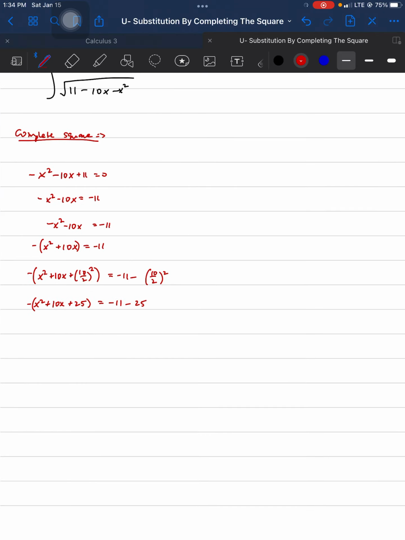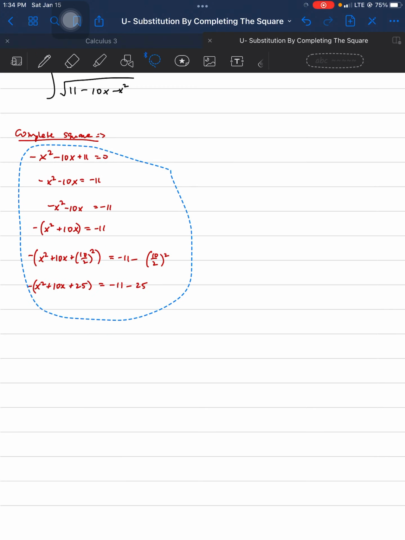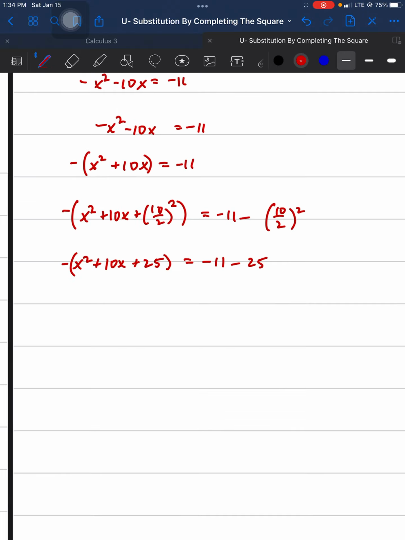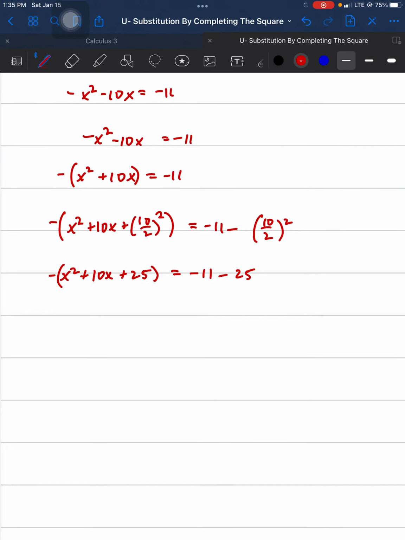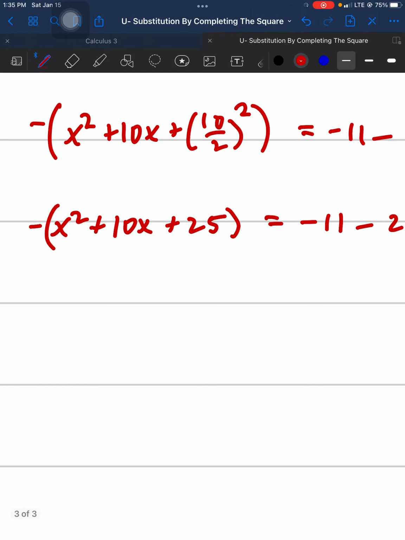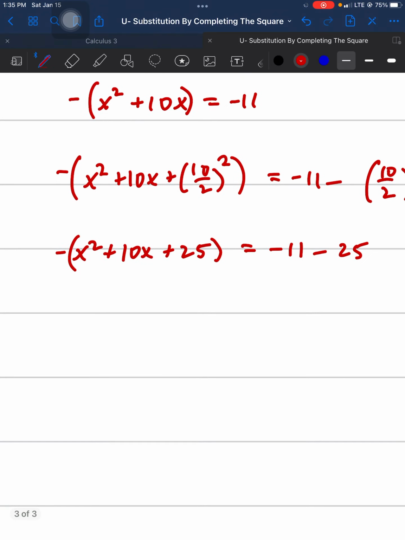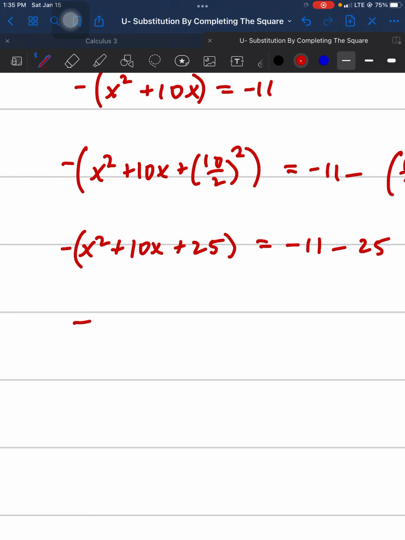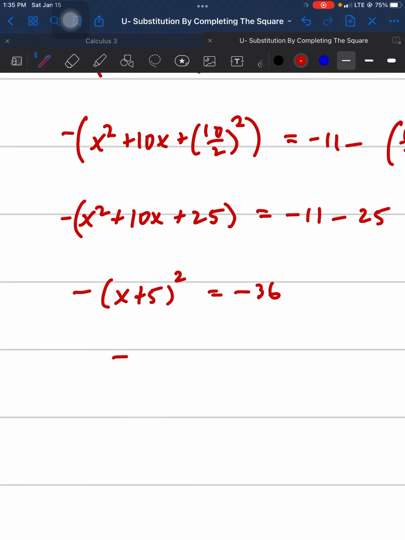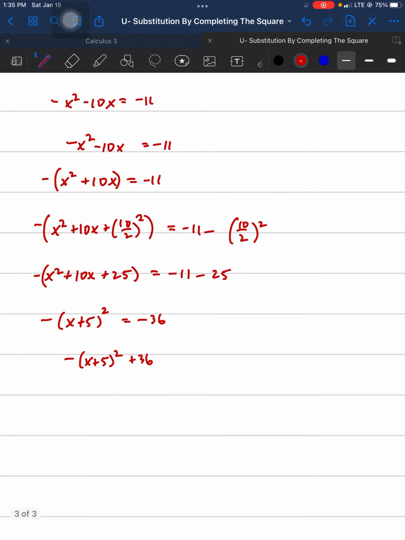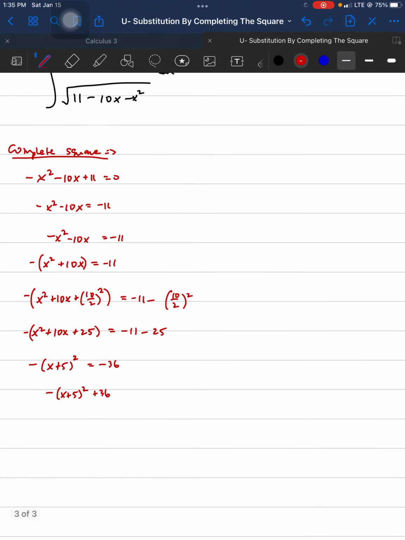So the basic algebra could be where you could always mess up. The calculus part could be very easy, but basic algebra is where you can always mess up, and which I kind of did. So let's go back to this, right? We're going to be subtracting that instead. So we're going to end up with the same expression here, but we're going to end up with negative 36 here. And when we add that, we get negative x plus 5 squared plus 36. So that's what we're going to put underneath the root now.